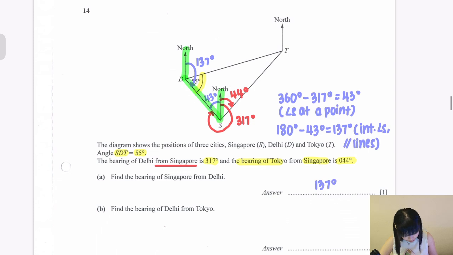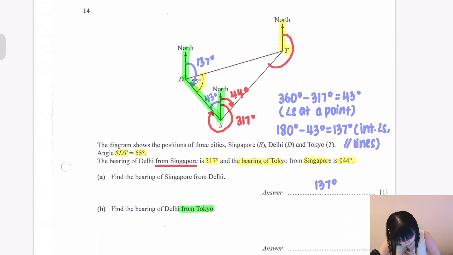For part B, 14B, find the bearing of the hill from Tokyo. From Tokyo, now we are looking at the compass from Tokyo to the hill. So the hill is right here, which means we are looking at this line, clockwise all the way until this line.